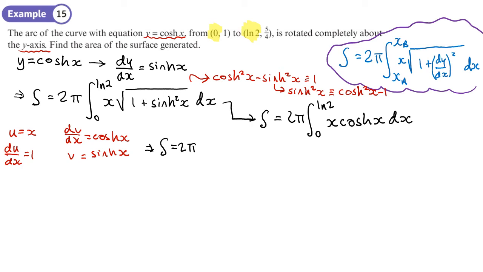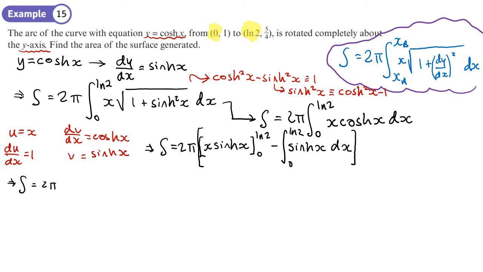So it's going to be 2 pi times by, well, it's going to be uv, isn't it? So u times by v, which is x sinh x, between those limits of 0 and log 2, minus the integral of v du/dx, which is just sinh x dx, again between 0 and log 2. So I should have some big brackets around the whole lot, because everything's going to get times by 2 pi. Right, so we're almost there.